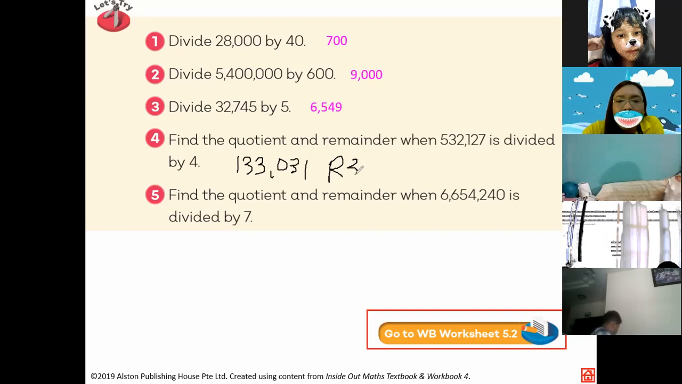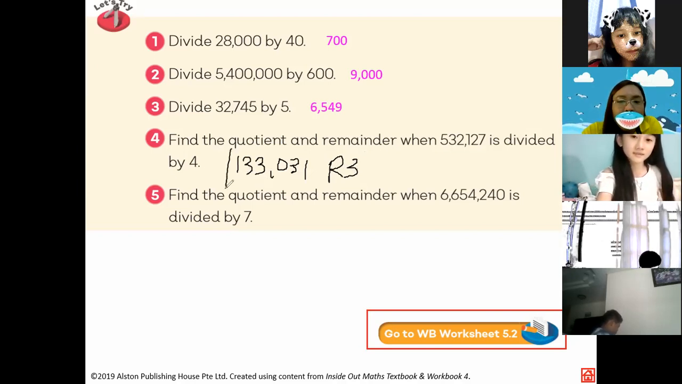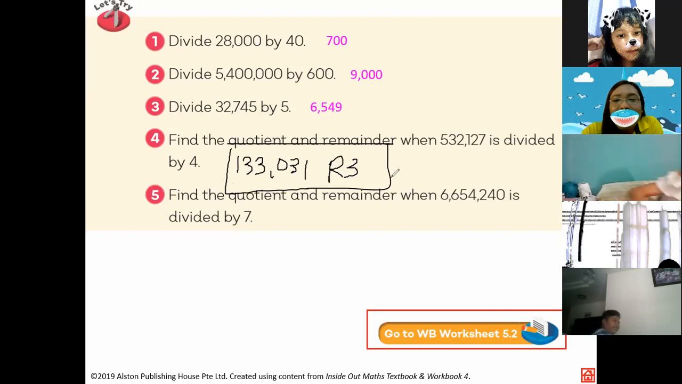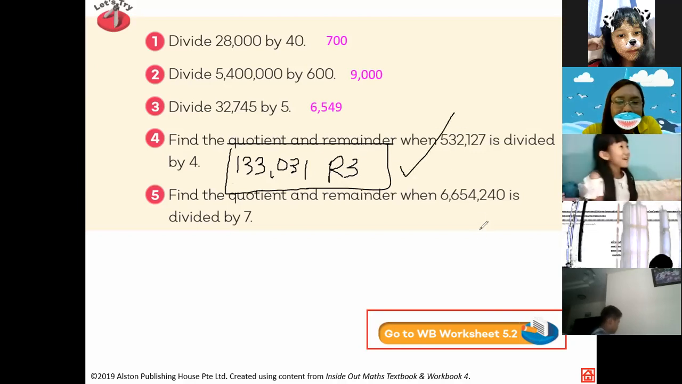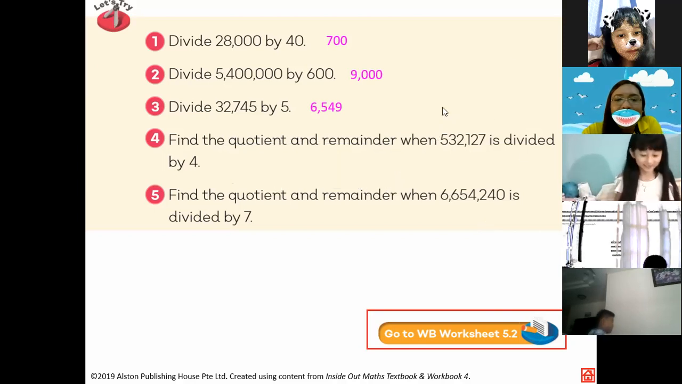So your answer is 133,031, remainder 3. Are you sure? Is this the final answer? I'm not sure. You have to be sure because the answer is correct. Good job, Alpha. So the answer for number 4 is 133,031 and then the remainder 3.